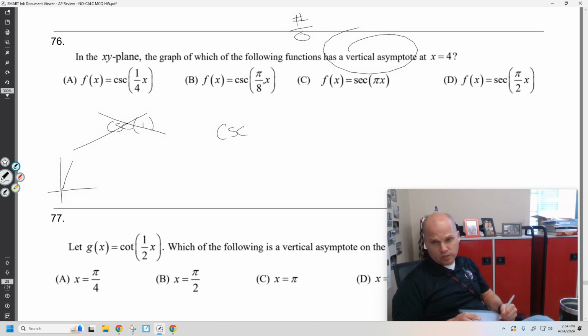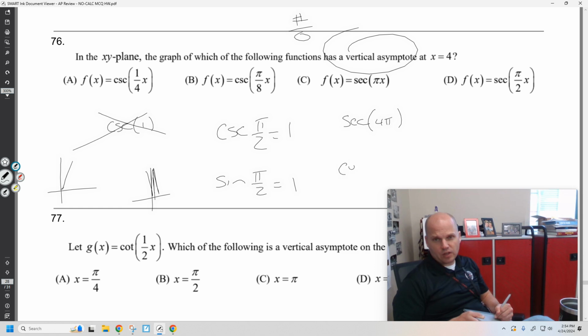Cosecant of 4 times pi over 8 is pi over 2. Now, what's the cosecant of pi over 2? Well, let's find the sine of pi over 2. The sine of pi over 2 is 1. We're going straight up and down. Cosecant, therefore, is 1. So it's not that one. Secant of 4 pi. Well, let's find the cosine of 4 pi. The cosine of 4 pi is the same as the cosine of 2 pi, same as the cosine of 0, because they're coterminal. It's 1. Flip it, it's 1. So it's not this.